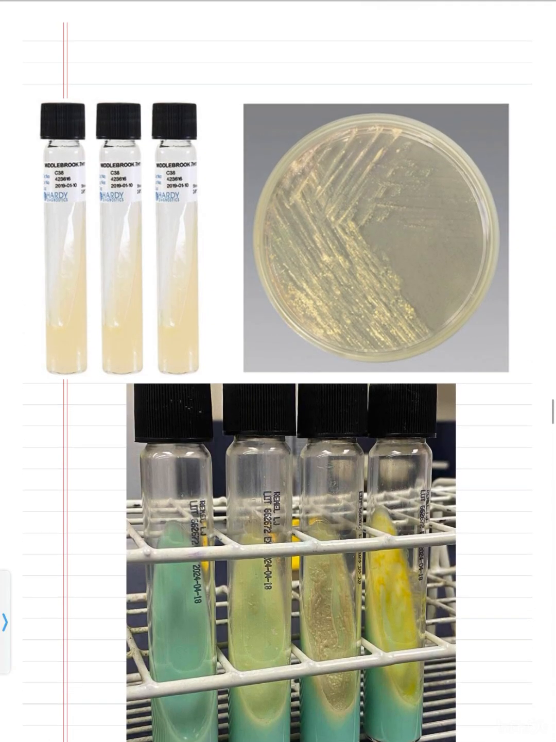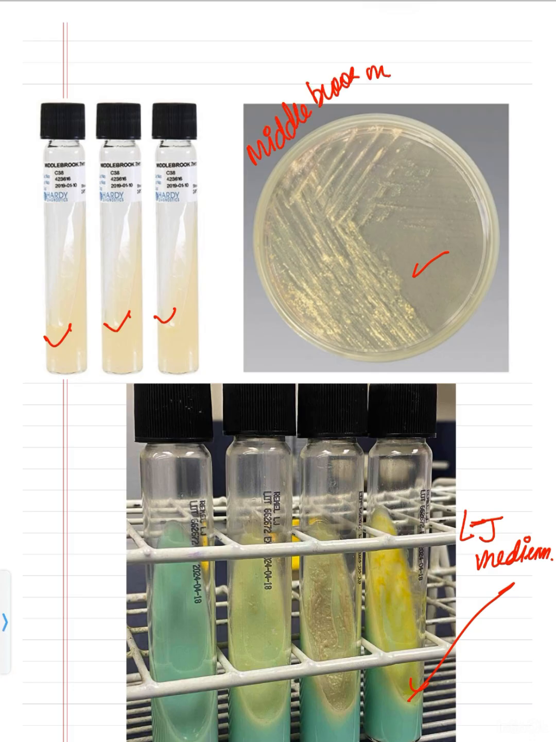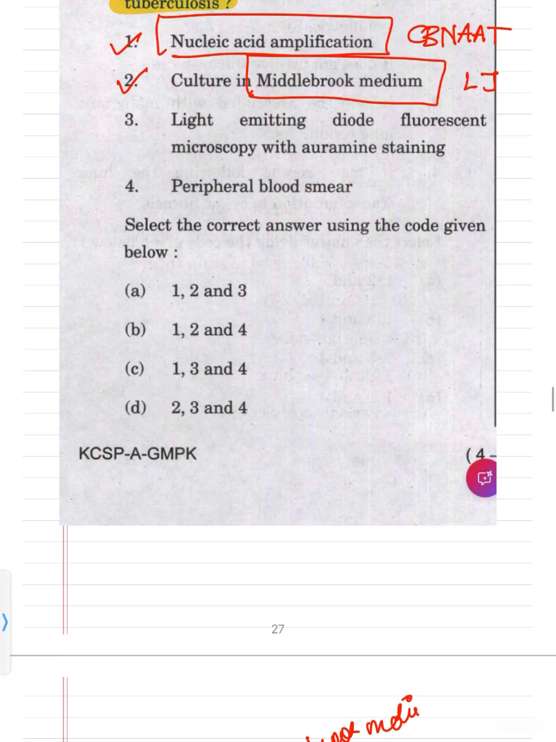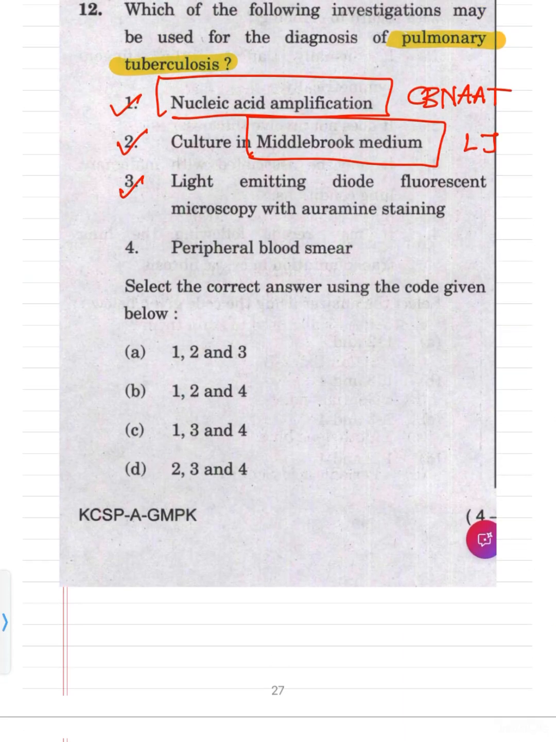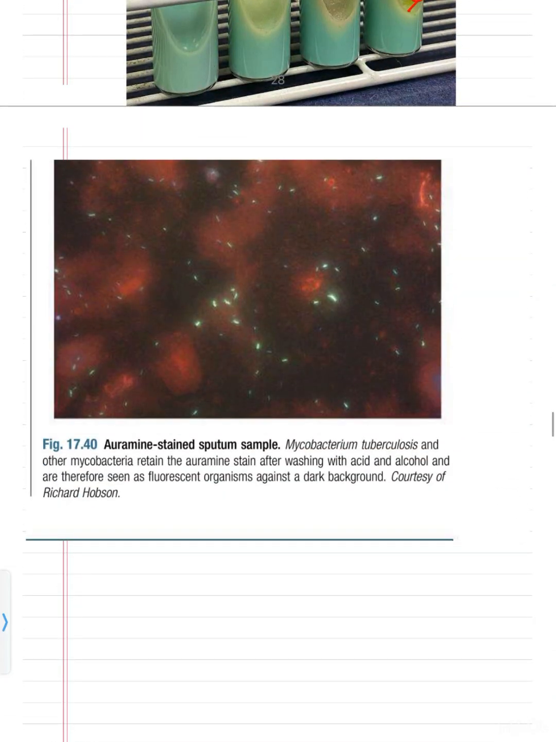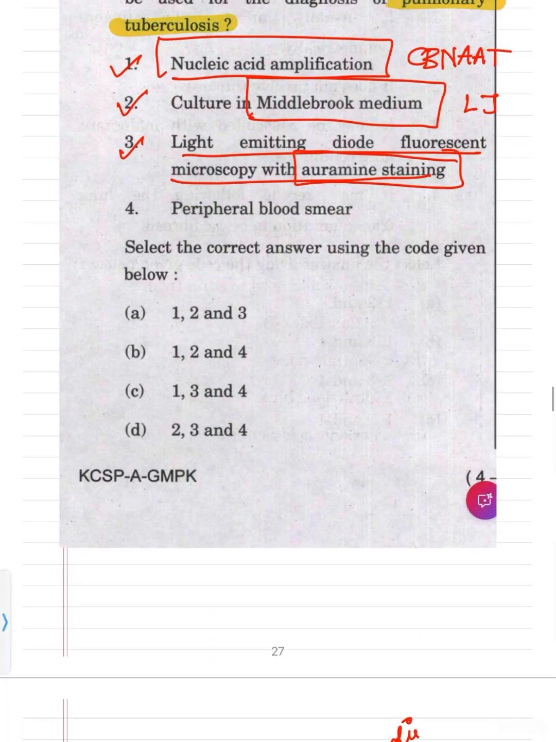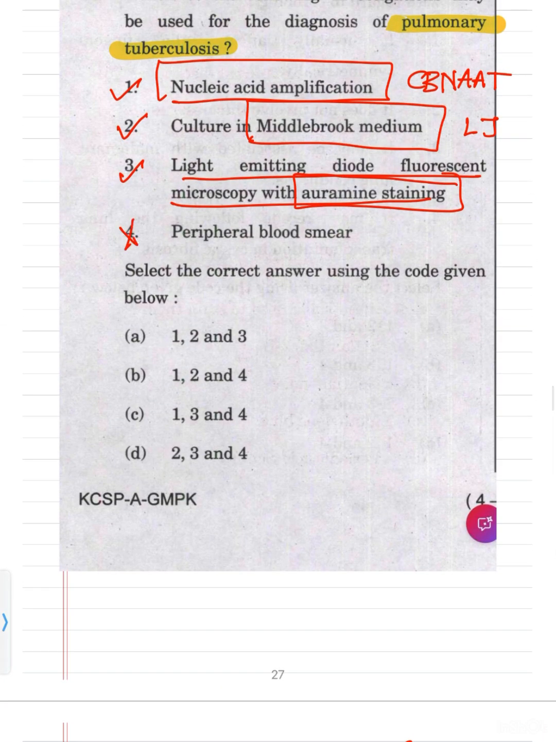So if we see, this is known as Middlebrook media. This is your Middlebrook media, and this green one is the LJ media. So this is your LJ medium for the culture of TB, and this is your Middlebrook media, which you can see here. So Middlebrook media is also used. Then light emitting diode fluorescent microscopy with auramine staining. Yes, we also use fluorescent staining. Here you can see a microscope with auramine-stained sputum microscopy. Then peripheral blood smear. No, there is no use of peripheral blood smear in the case of pulmonary tuberculosis. So the answer will be A: 1, 2, and 3. So 1, 2, and 3 will be the correct option.